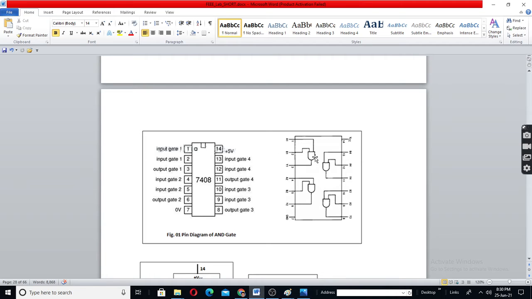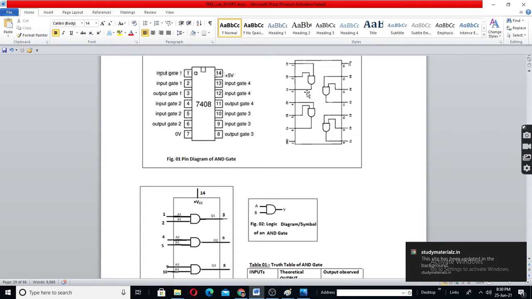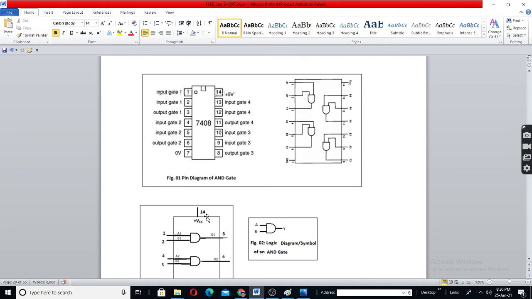See, this is the symbol of an AND gate. A and B are the inputs. Y is the output. Okay, next. So pin number 1, 2 input, 3 is output, 4, 5 input, 6 is output. There are 4 gates in this one IC, in this package. 4 two-input AND gates.